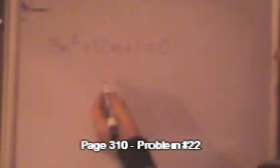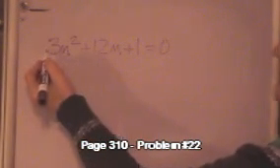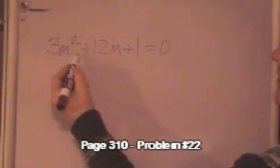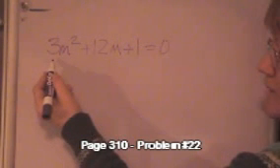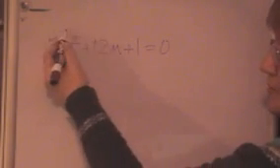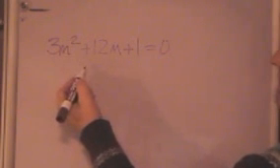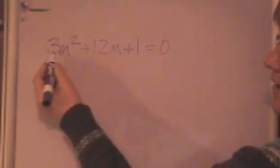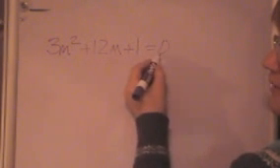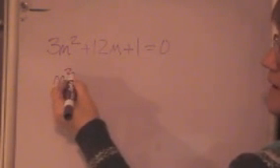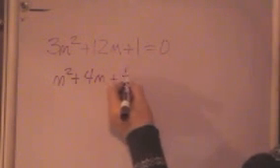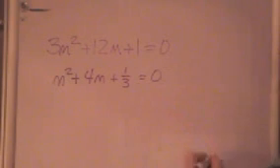Now this has everything on the left side. And to complete the square, the thing I'm going to have to do is I always need a coefficient of 1 to my square term. The quadratic term right here, I need to get that as 1. So what I'm going to do is I'm going to divide by 3. When I divide by 3, I divide every term by 3. So I get n squared plus 4n plus 1/3 equals 0.